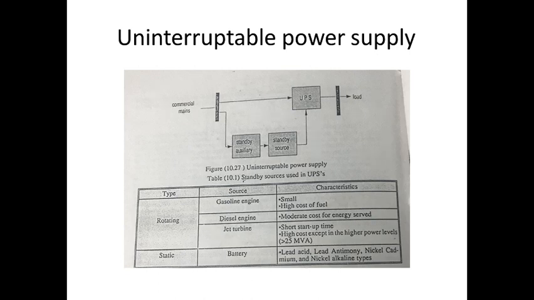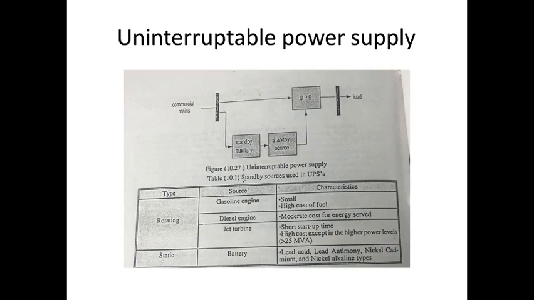Now we'll see in detail an uninterruptible power supply. A simple block diagram of an uninterruptible power supply is shown in the figure. So it consists of a standby source and a standby auxiliary, which is connected to commercial mains.